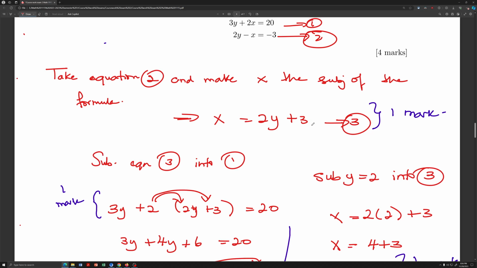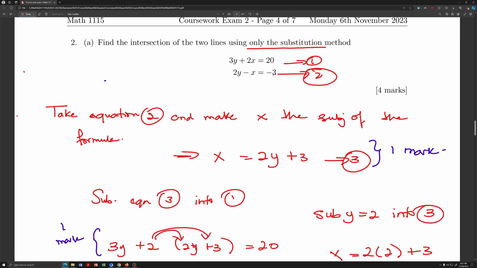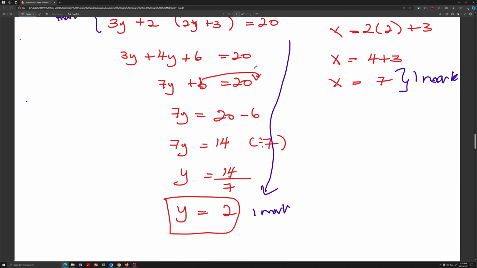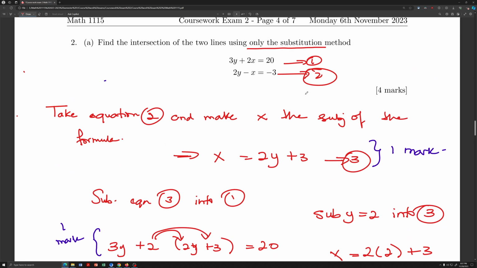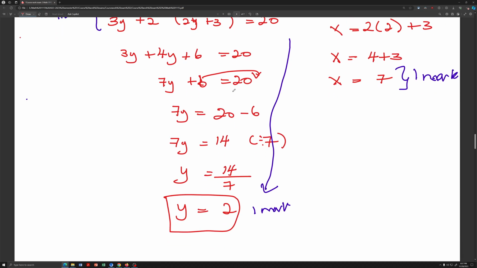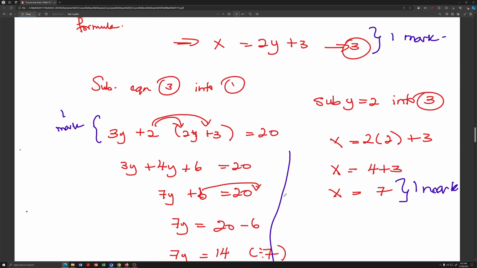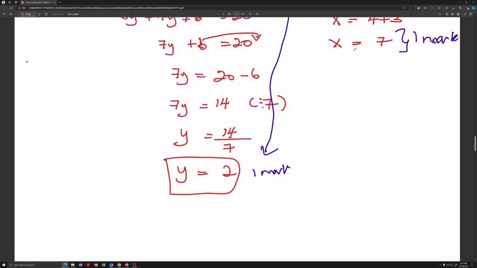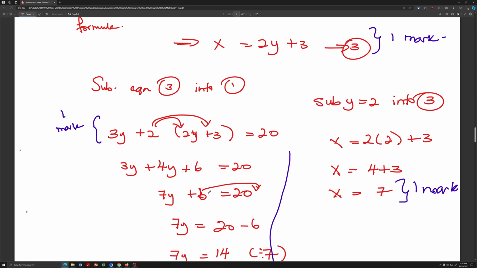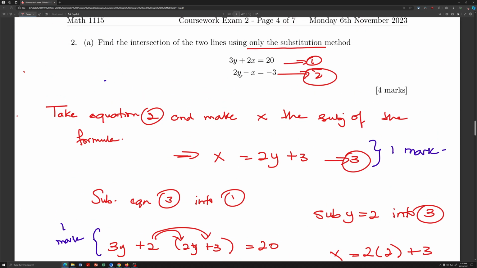Okay, so to recap, I chose equation 2. I made x the subject of the formula. You could have made y the subject of the formula, or taken equation 1. Anyone is fine. And then after I did that, I substituted that back into my first equation, not the equation that I made the subject of the formula. I broke it down, I solved for y, and then I substituted my new y back into equation number 3 to solve for x. So x is equal to 7 here, and y is equal to 2. And if you really want to check, you can substitute these values back inside here to ensure that this is correct.